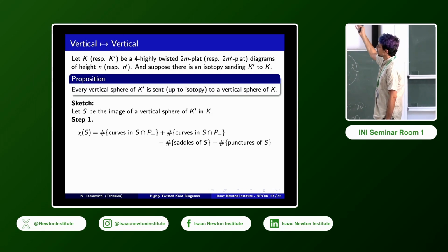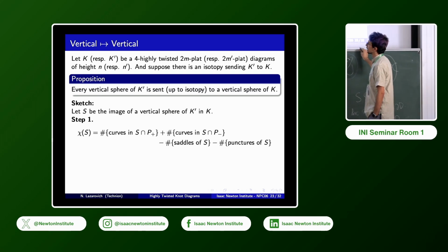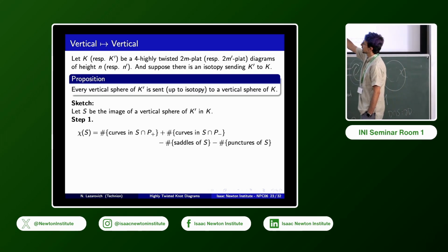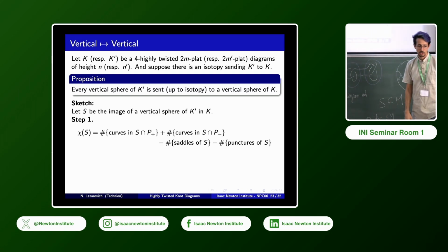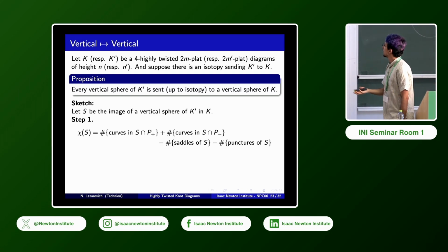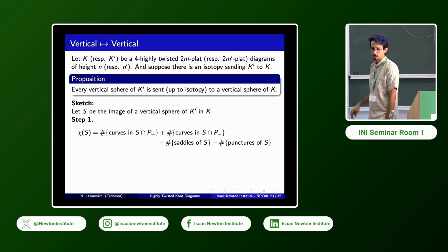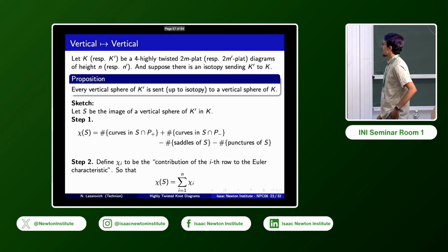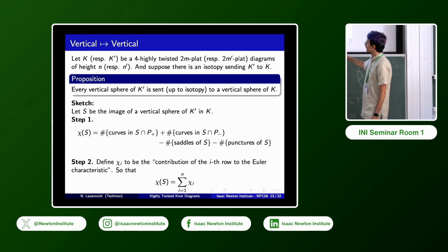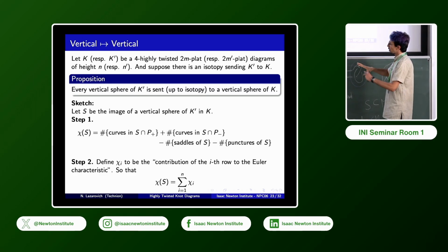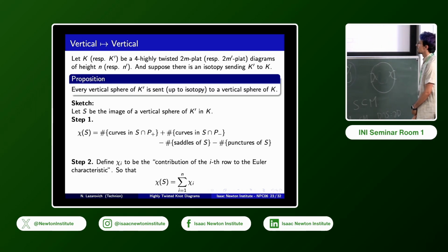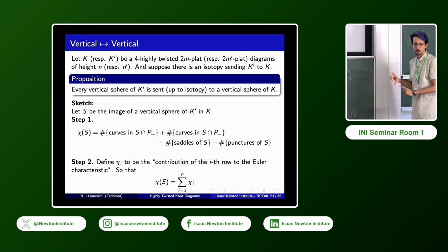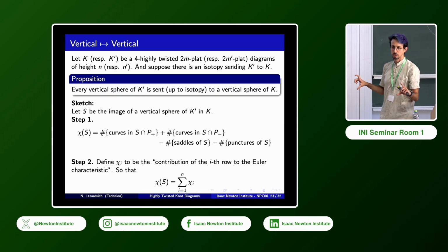And this can be computed as we did before using this Morse theory, and get that it's the number of curves in P plus the number of curves in P minus the saddles. Here we also have punctures, so one needs to remove the punctures. Good. And now what? Take this Euler characteristic and, instead of redistributing it like we did in the previous theorem, just think of each layer of the plot diagram and what is its contribution to the Euler characteristic.